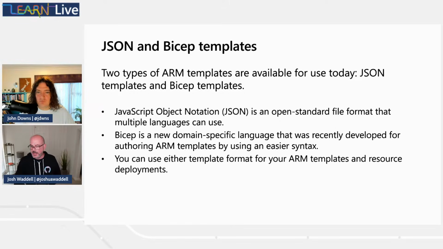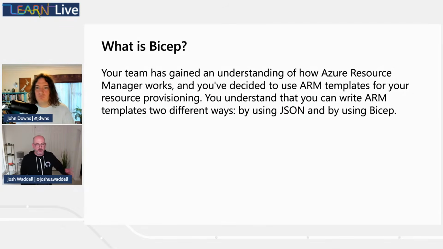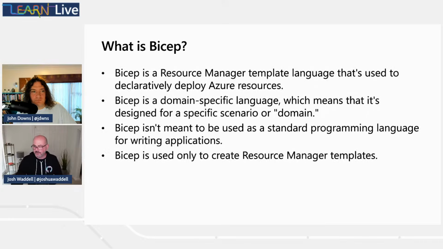So let's go ahead and talk a little bit about Bicep. Back to our scenario: we have decided that we are going the declarative route, and we've decided that we are going to use ARM templates for resource provisioning. But now we want to take a look at those two different types of templates. We want to take a look at both JSON and Bicep.